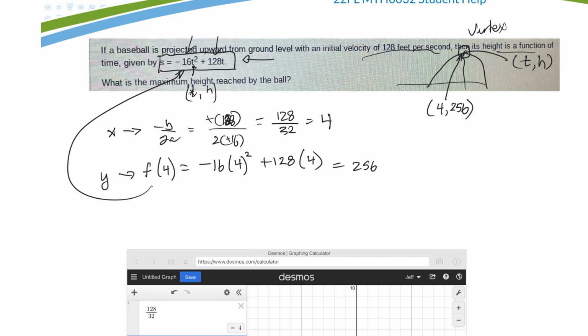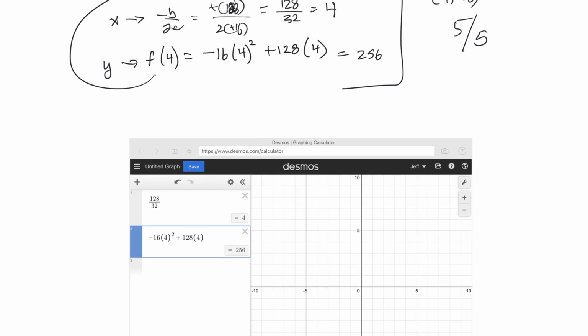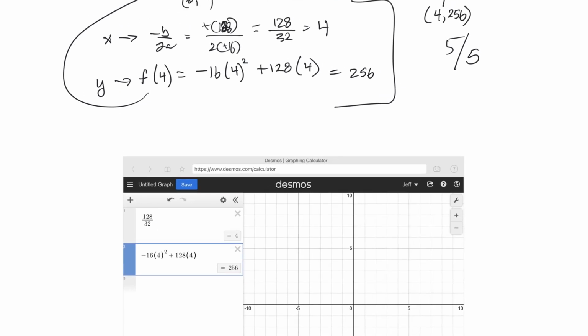And this is the work on a test. This is the work that I would like to see for your 5 out of 5. To confirm that, it'd be a good idea to plug your function in decimals and graph it and see what it says. So I'm going to use minus 16.